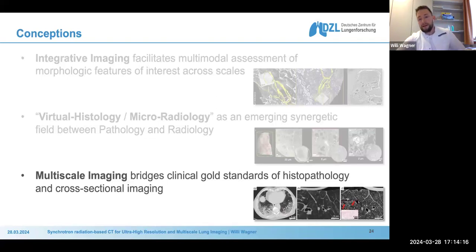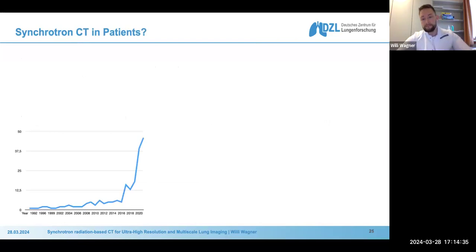Now, is there any possibility to take all these advantages and use them in live patients, to contribute to precise diagnostics in patients who are still alive? We believe yes. And this brings me to the last piece of our project.